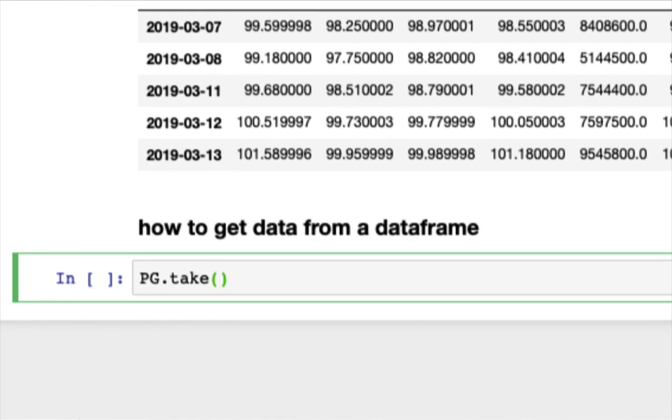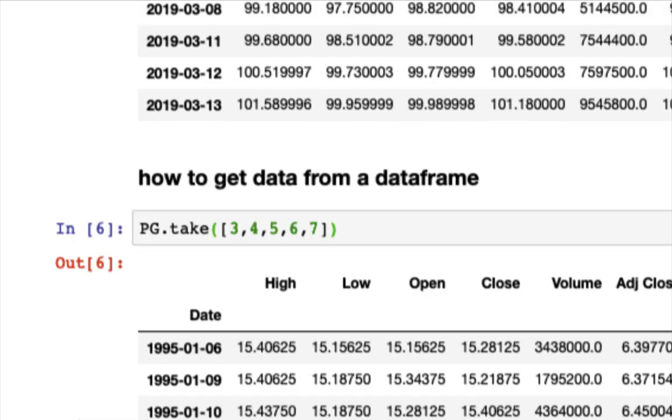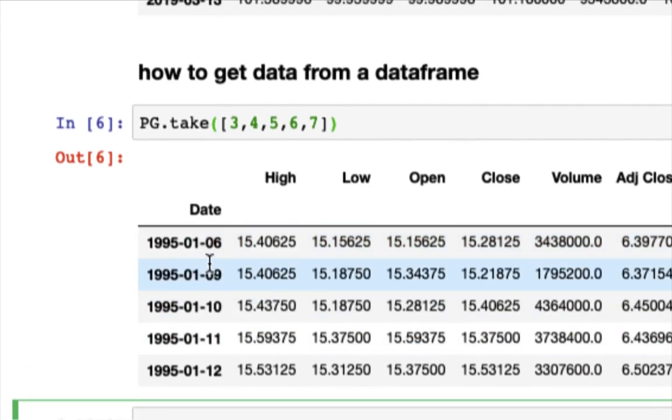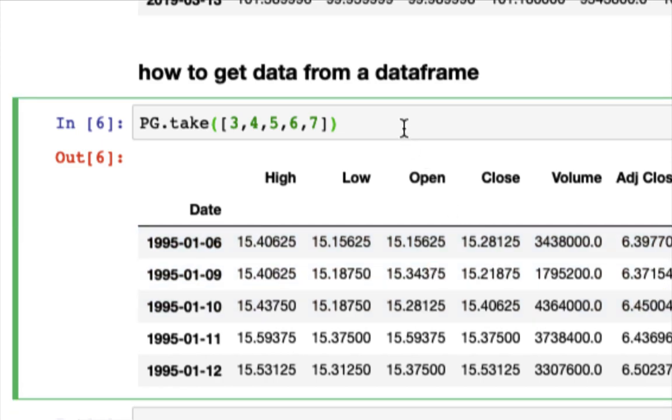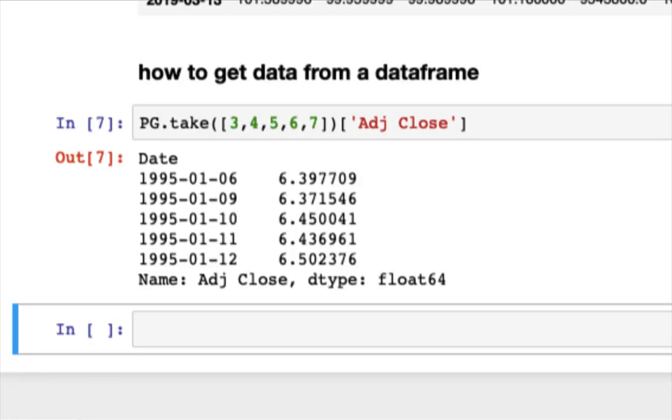It requires a list of indexes. So for example, 3, 4, 5, 6, 7. You can create them with a range function, for example. And it gives me the third, the fourth, the fifth, the sixth, and the seventh, in Pythonic, so it's the fourth, the fifth, the sixth, the seventh, and the eighth. Daily values, all the values. If you want just adjusted close, you can just specify adj close, and you get only the adjusted close.